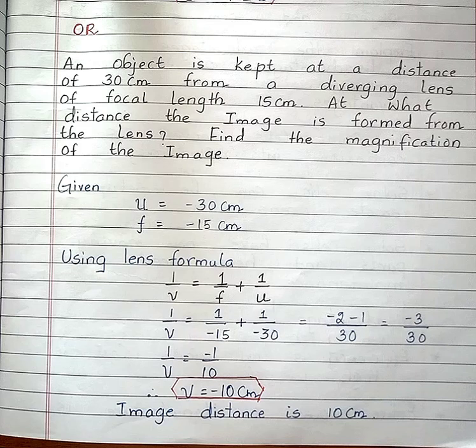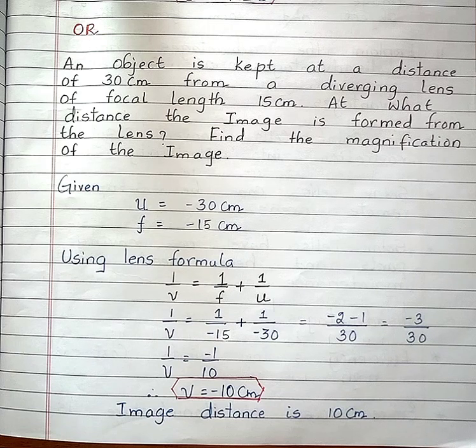Choice question. An object is kept at a distance of 30 cm from a diverging lens of focal length 15 cm. At what distance is the image formed from the lens? Find the magnification of the image. Answer given: object distance is equal to minus 30 cm. Focal length is equal to minus 15 cm.